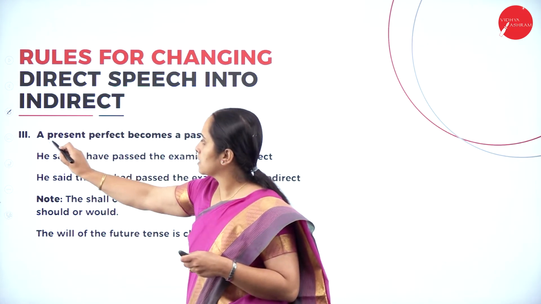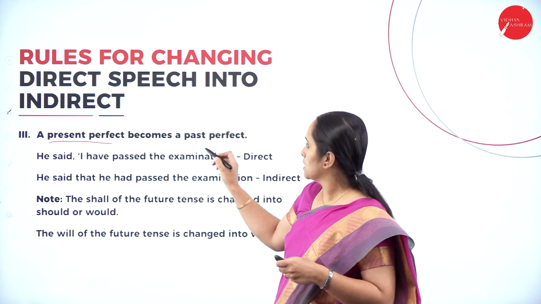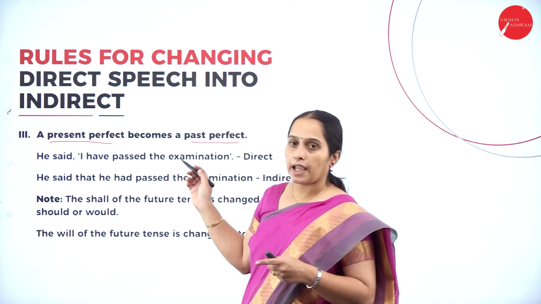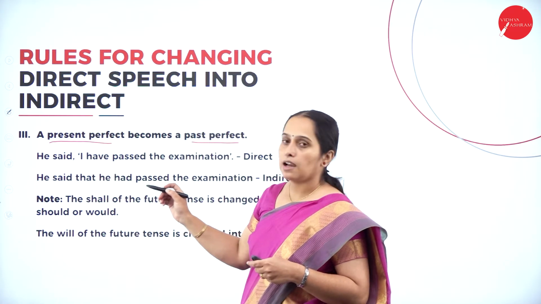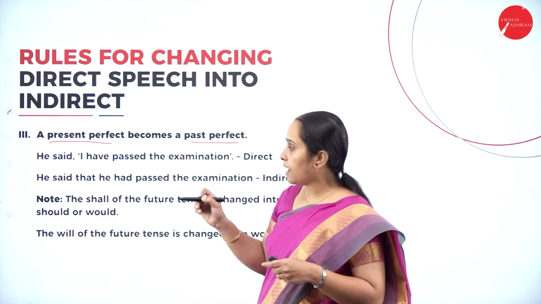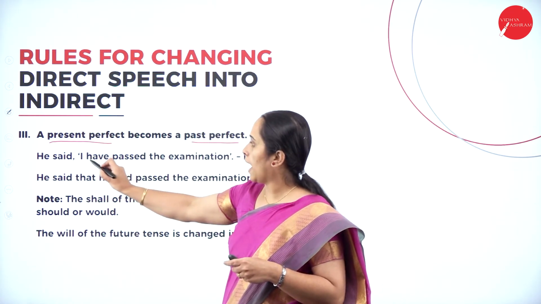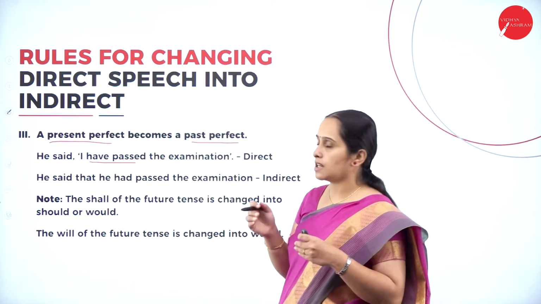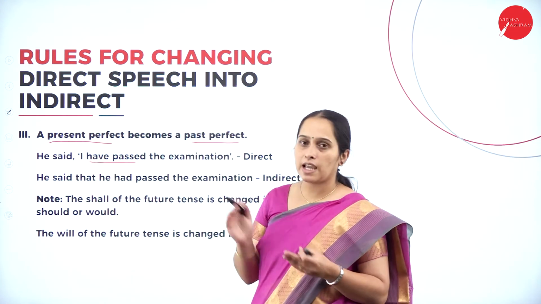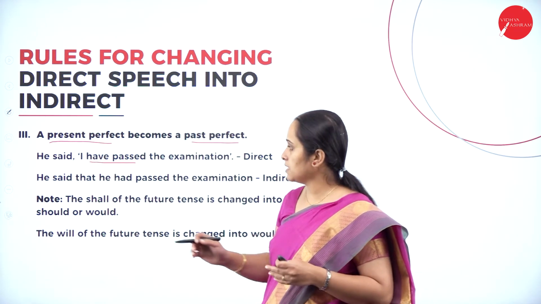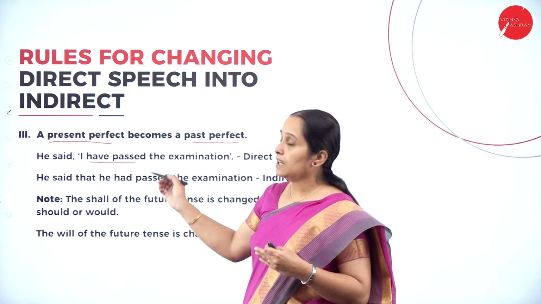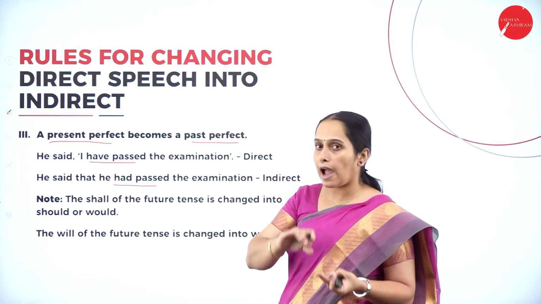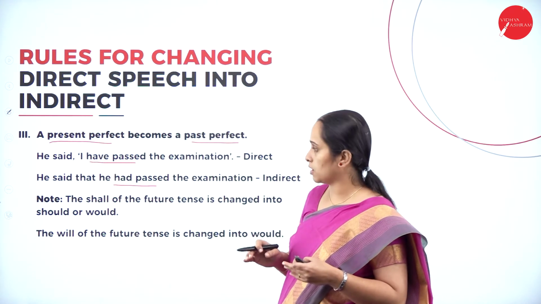A present perfect tense becomes a past perfect tense. So here, example, he said, "I have passed the examination." That is in direct speech. So when we change that into indirect speech, it is like this. He said that he had passed. Okay, this is past tense, had. He had passed the examination.